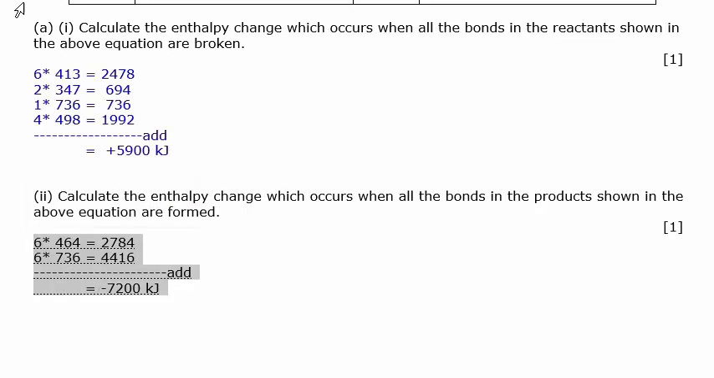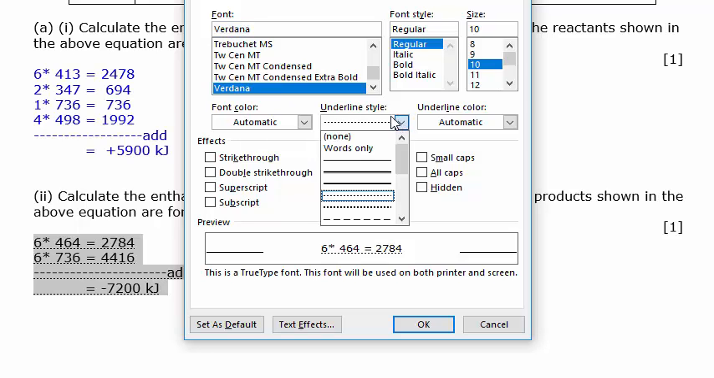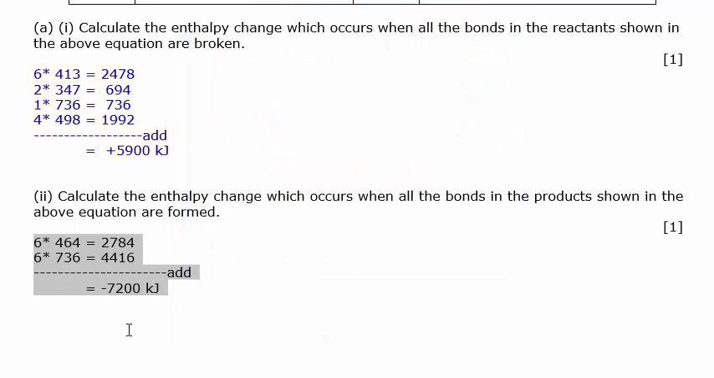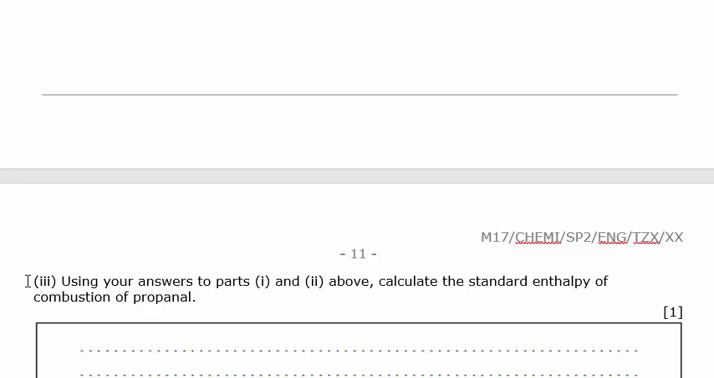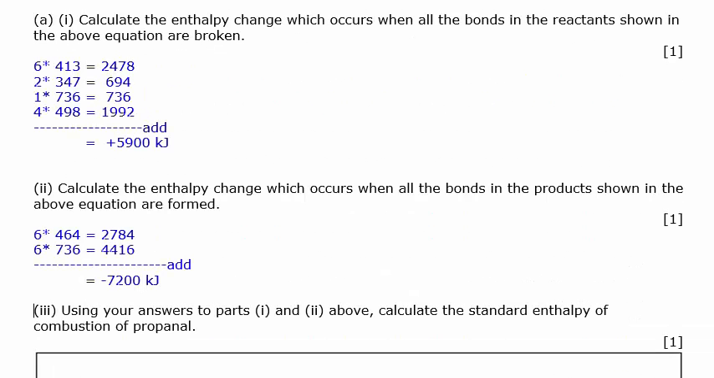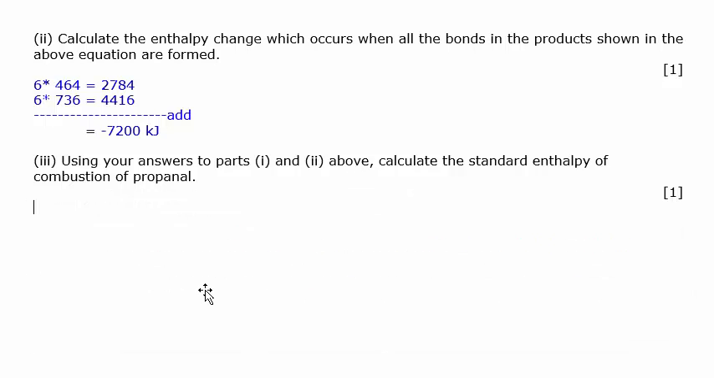I seem to have an issue with fonting here, so let's get rid of that underlined style. We don't want that, do we? No, of course we don't. And let's make it nice and blue. Alright, so bond breaking, bond making. And clearly what's going to be asked now, we're going to use the answers to calculate the standard enthalpy of combustion. Well, it's simply 5900 minus 7200, and that's going to come to negative 1300 kilojoules.